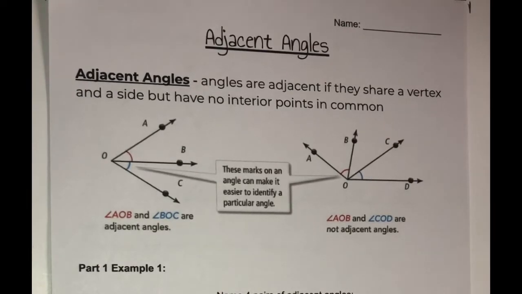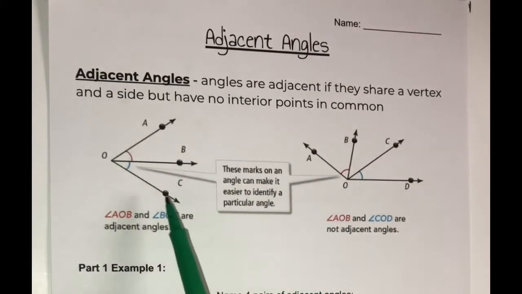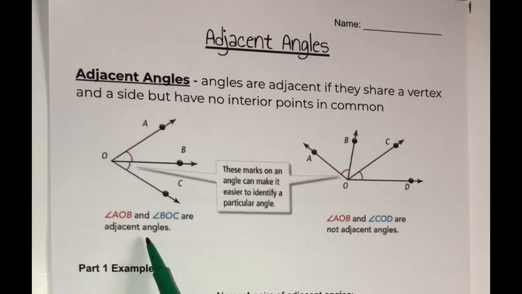So angles are adjacent if they share a vertex and a side but have no interior points in common. If we look at these two examples, there's an example that shows us adjacent angles and an example that does not show us adjacent angles. If we look at this first example, it says angle AOB and angle BOC are adjacent angles.